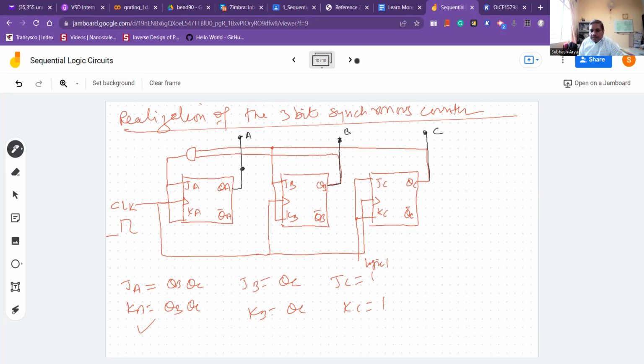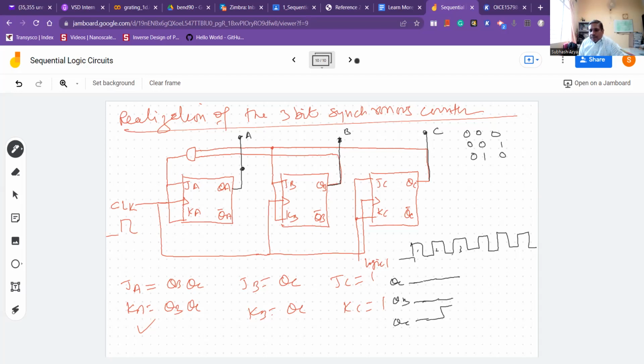So suppose the first clock pulse comes, it is a trigger pulse. When the first clock pulse comes, QA, QB, QC will all be 0, 0, 0. So the first number is 0, 0, 0. Next will be 0, 0, 1 when the next clock pulse comes. So A is equal to 0, B is equal to 0, and C is equal to 1. Next clock pulse will come, the next state will be 0, 1, 0.